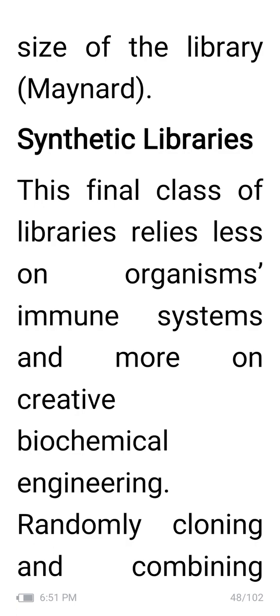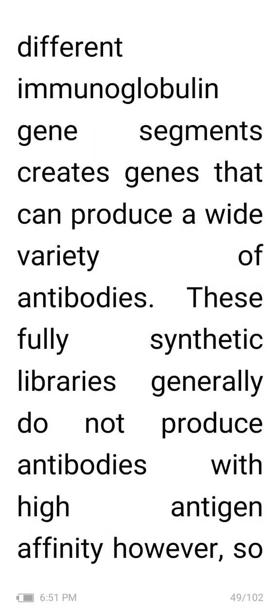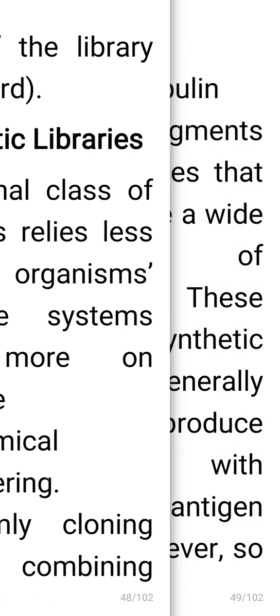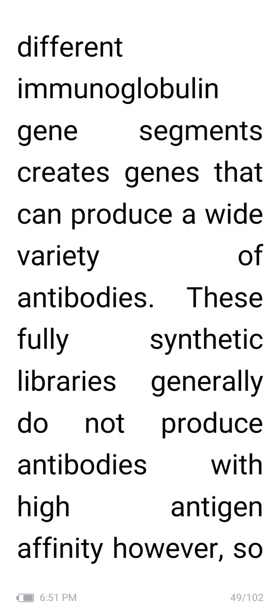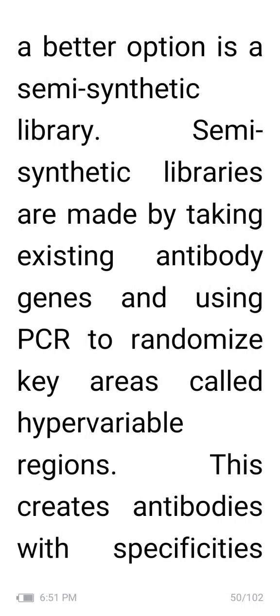Then synthetic libraries. This final class of libraries relies less on the organism's immune system and more on creative biochemical engineering. Randomly cloning and combining different immunoglobulin gene segments creates genes that can produce a wide variety of antibodies. These fully synthetic libraries generally do not produce antibodies with high antigen affinity. However, a better option is a semi-synthetic library. Semi-synthetic libraries are made by taking existing antibody genes and using PCR to randomize key areas called hypervariable regions.